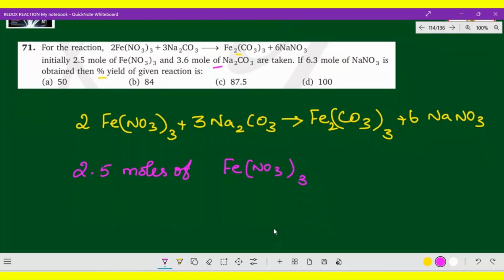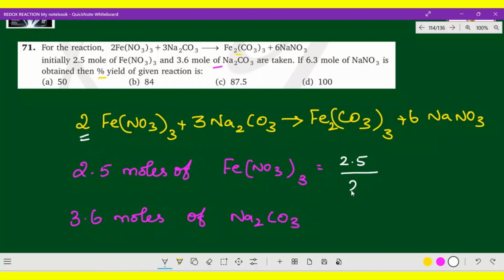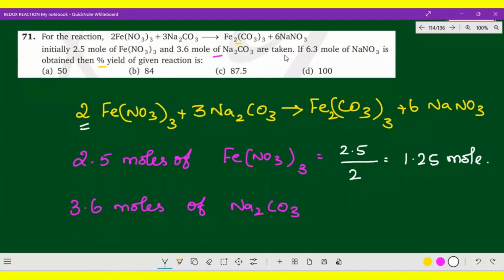And in the same way here 3.6 moles of Na2CO3. Now here we just observe which is the limiting reagent. Now here 2.5 moles of ferric nitrate divided by 2 moles of ferric nitrate. So how many moles is that? 1.25 moles. Right. That means initially it has taken 1.25.